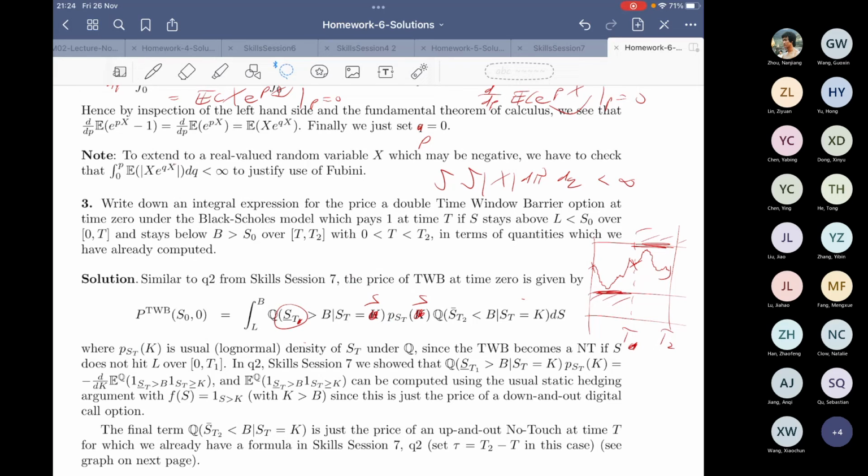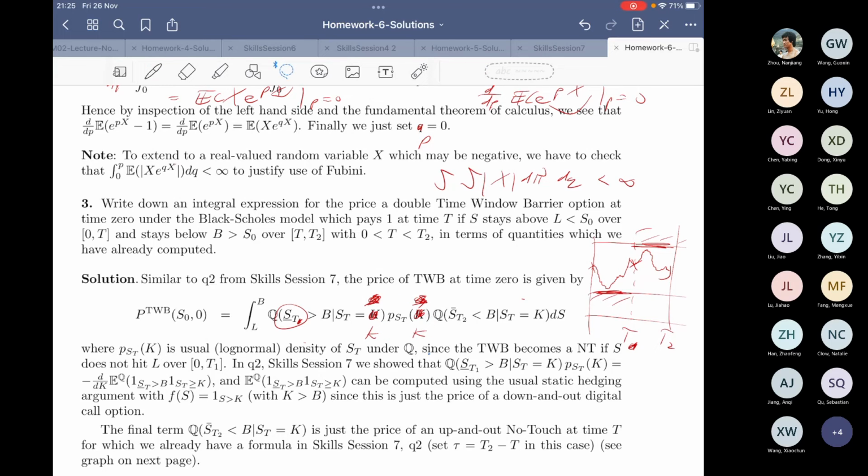In question 2 of skills session 7 we showed that... maybe I should change that to K then, shouldn't I? Sometimes it's a bit of a jack in the box thing: you change one variable, you have to change another variable. Given the stuff that's written below, it's easier to work with K, I think.